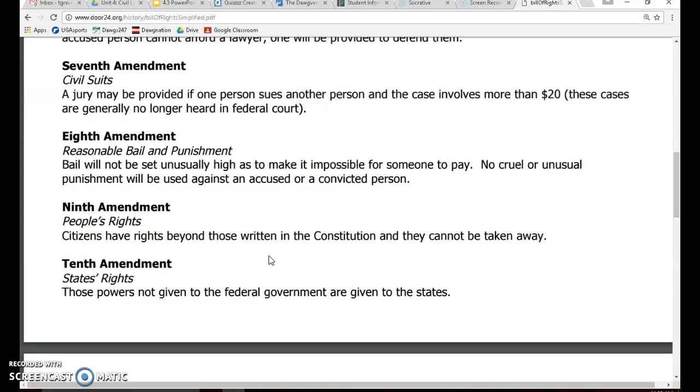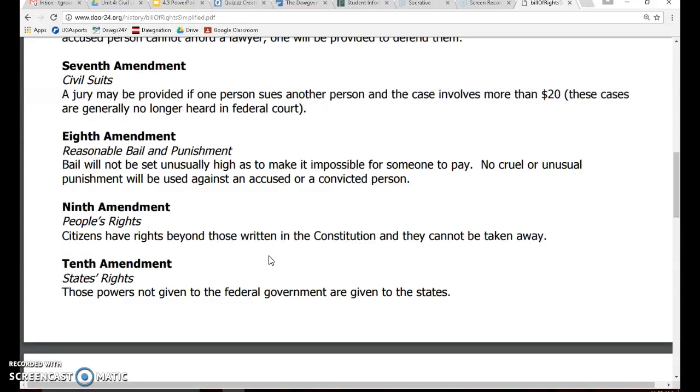The 9th and 10th Amendment don't really get talked about as much, but they're important too, so I want to make sure we mention them real quick. The 9th Amendment deals with people's rights. So the Bill of Rights is 10 amendments that list all these rights of citizens. Well, what the 9th Amendment says is that just because a right's not listed in the Bill of Rights or in the Constitution doesn't mean the citizens don't have those rights. So basically it says there's other rights that citizens have that aren't listed here in the Bill of Rights, okay, to go beyond what's written in the Constitution.